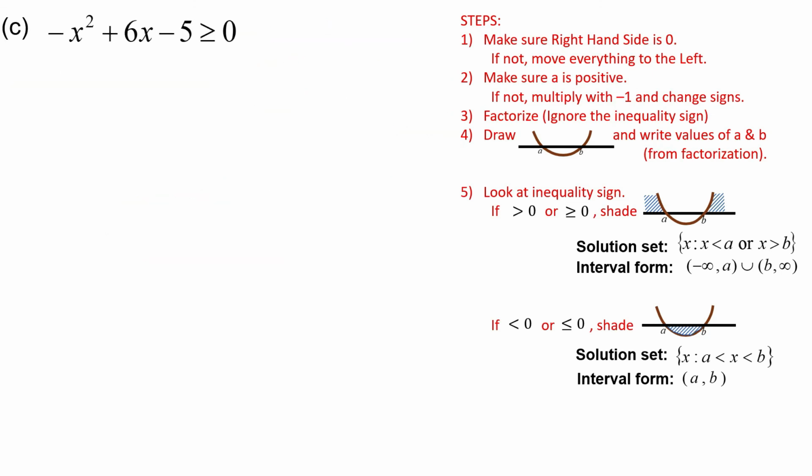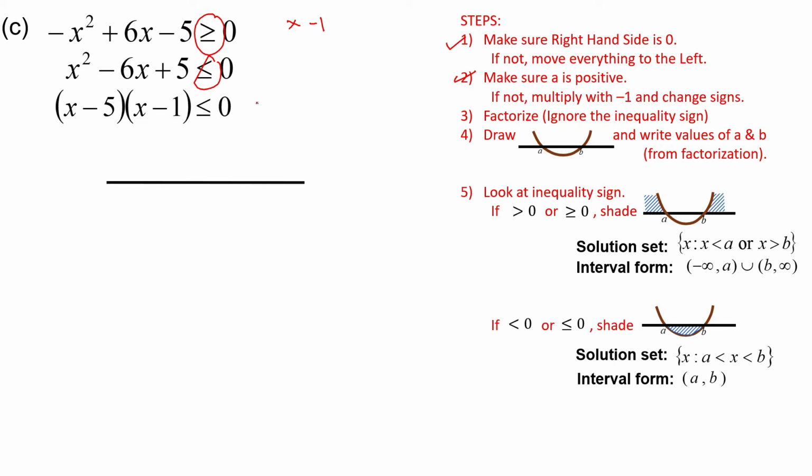Okay, last example. Make sure right hand side is 0. It's already 0, no problem. Make sure a is positive. It's not positive yet, so we have to multiply with -1. Don't forget to change signs when you multiply with -1. Next, you have to factorize. Then remember, your answer here would be x equal to 5 and x equal to 1. Write the smallest number on the left and larger number on the right. Since we have an equal sign here, draw the dense circle right at 1 and right at 5.